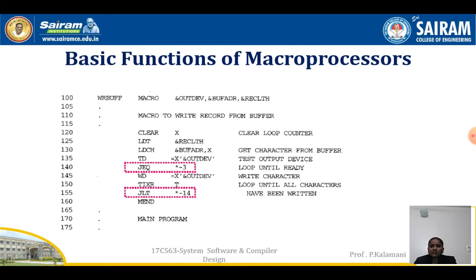This is another macro, wrbuff. That is the macro name, followed by the keyword macro, followed by the parameters outdef, buff address, record length. Then there are statements, and mend is the end of the macro.